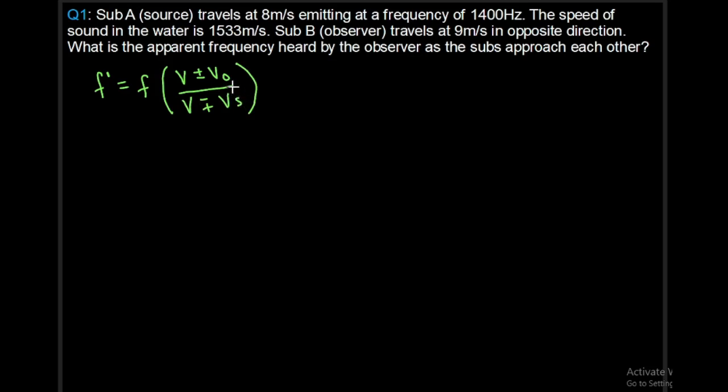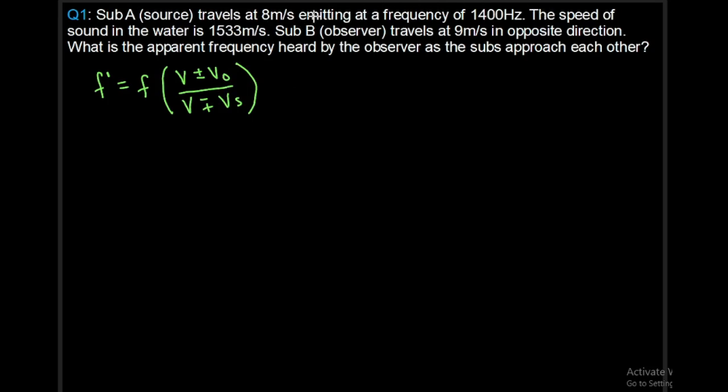So what do we do here? You observe that this is a case where both the observer and the source are moving. Sub A, which is the source, travels at this speed, so the source is moving. Sub B, the observer, travels at this speed, so both are moving. So we have to use this formula and not the other two we derived earlier. The issue now is whether to use plus or minus, or minus or plus. It is very, very easy. How do we know the sign to use? It says sub A travels at this speed, emitting this frequency.